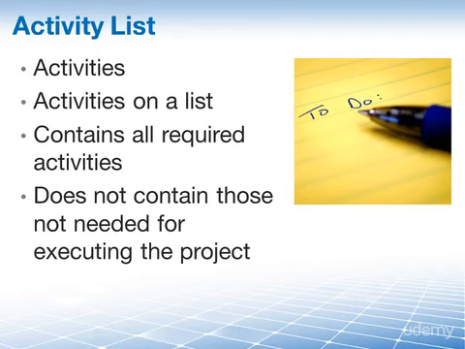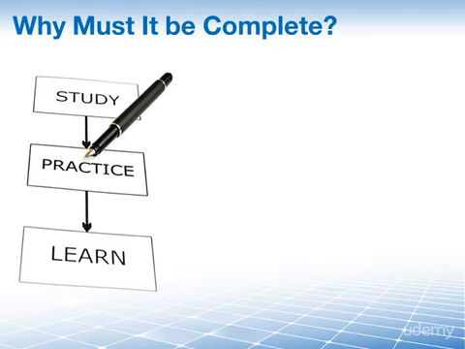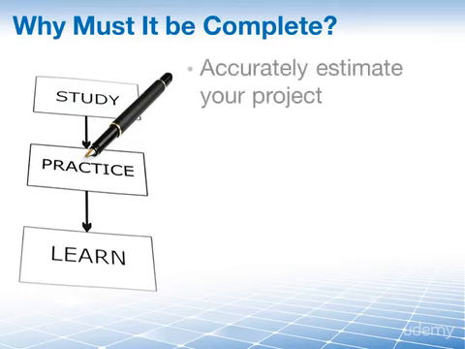So your activity list has to be complete and tell you everything that you have to be working on your project. And here are 4 reasons why this activity list has to be complete. First of all, if you inadvertently include unneeded activities or you have forgotten any activities, you risk being unable to estimate accurately the cost on your project or the time on your project.